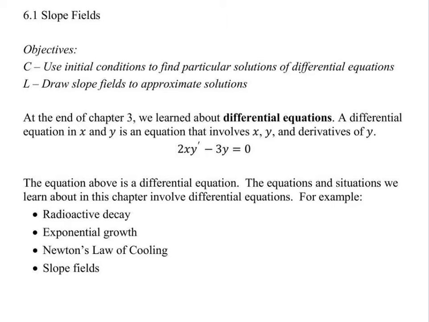So, at the end of chapter 3 we learned about differential equations. Seems like a long time ago, and we've been working with differential equations ever since in chapters 4 and 5 when we're trying to integrate. We write dy equals something dx. That's a differential equation. A differential equation that involves x and y is an equation that involves x, y, and the derivatives of y, and this is an example of a differential equation. In order to take the derivative of this, you would have had to use implicit differentiation probably.